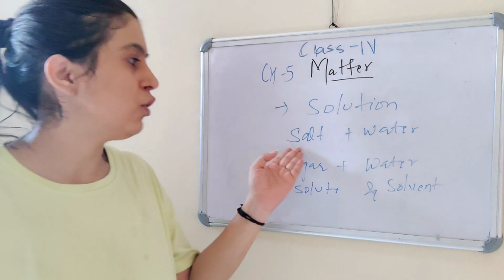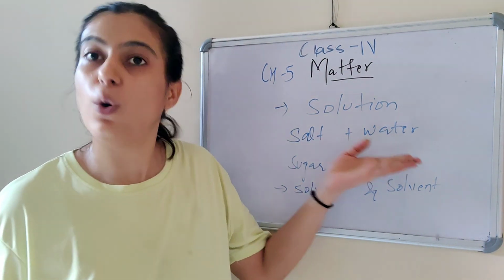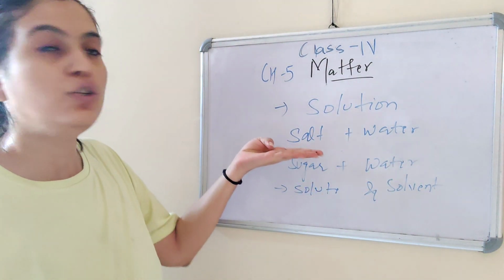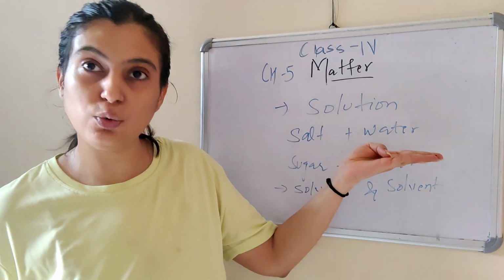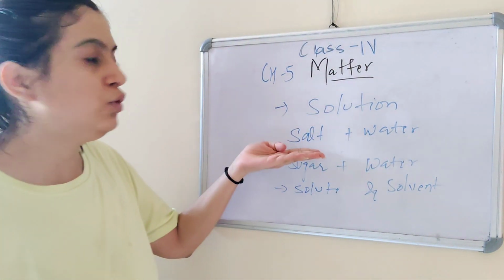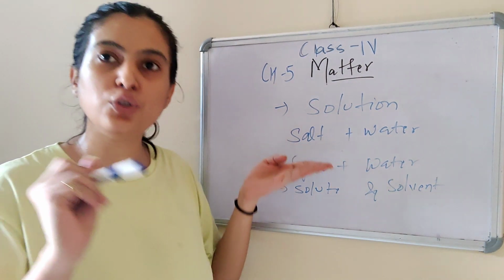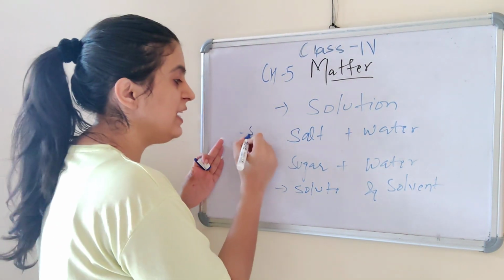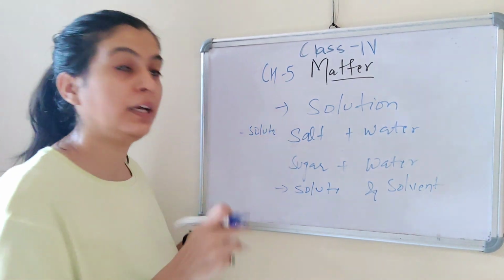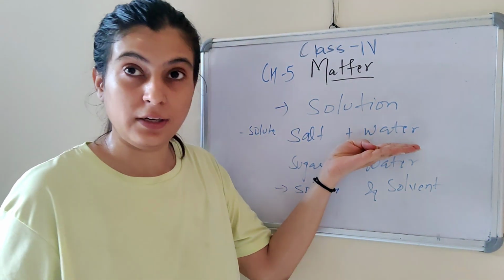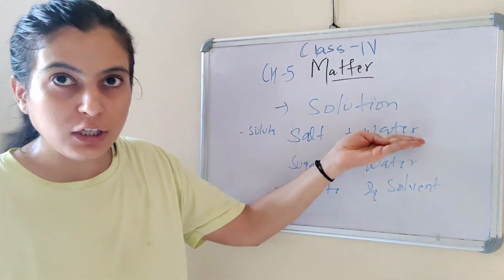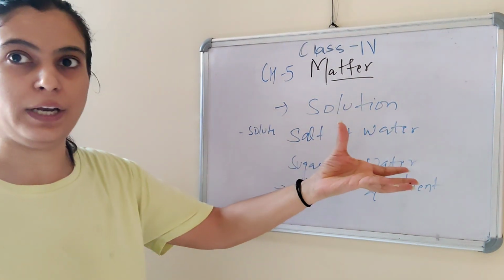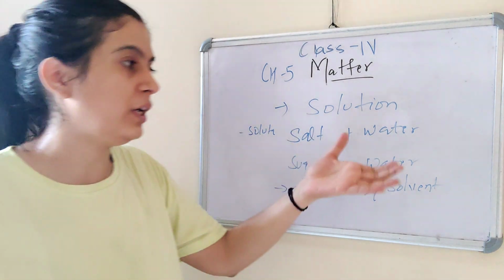The liquid in which we add the solid is called the solvent. In a salt and water solution, what is the solute basically? Salt. Salt is a solid, right? And it is getting dissolved into water. So, salt is our solute, which is lesser in quantity, and water is the liquid in which salt is dissolved. So, water is the solvent in which the solute is dissolved.